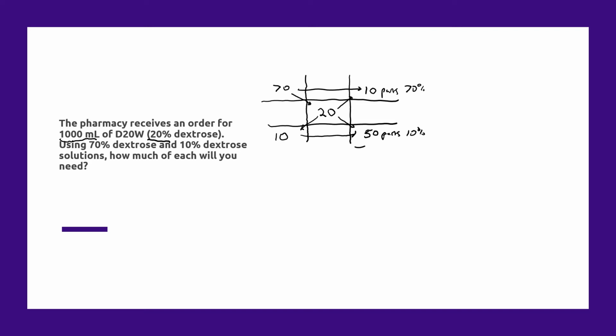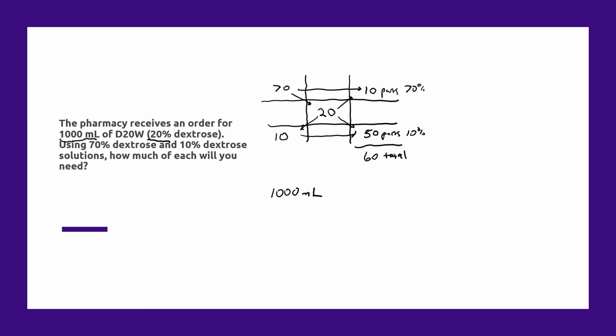And it's also important to look at how many total parts you have. And this will make more sense here in a moment. So we have 60 parts. 10 of those parts is going to be 70% solution. 50 of those parts is 10% solution. Now, hopefully this will make sense when we go ahead and solve for how much volume of each of those solutions we're going to need.